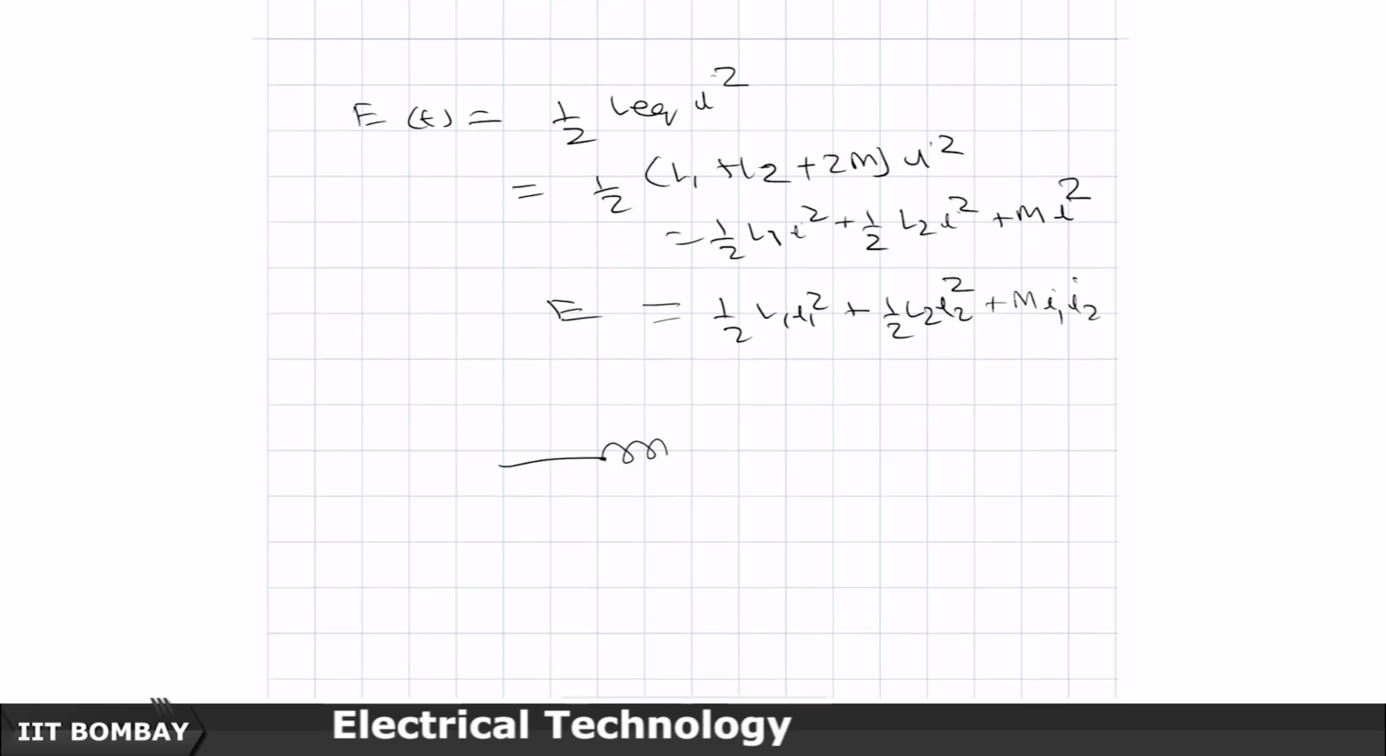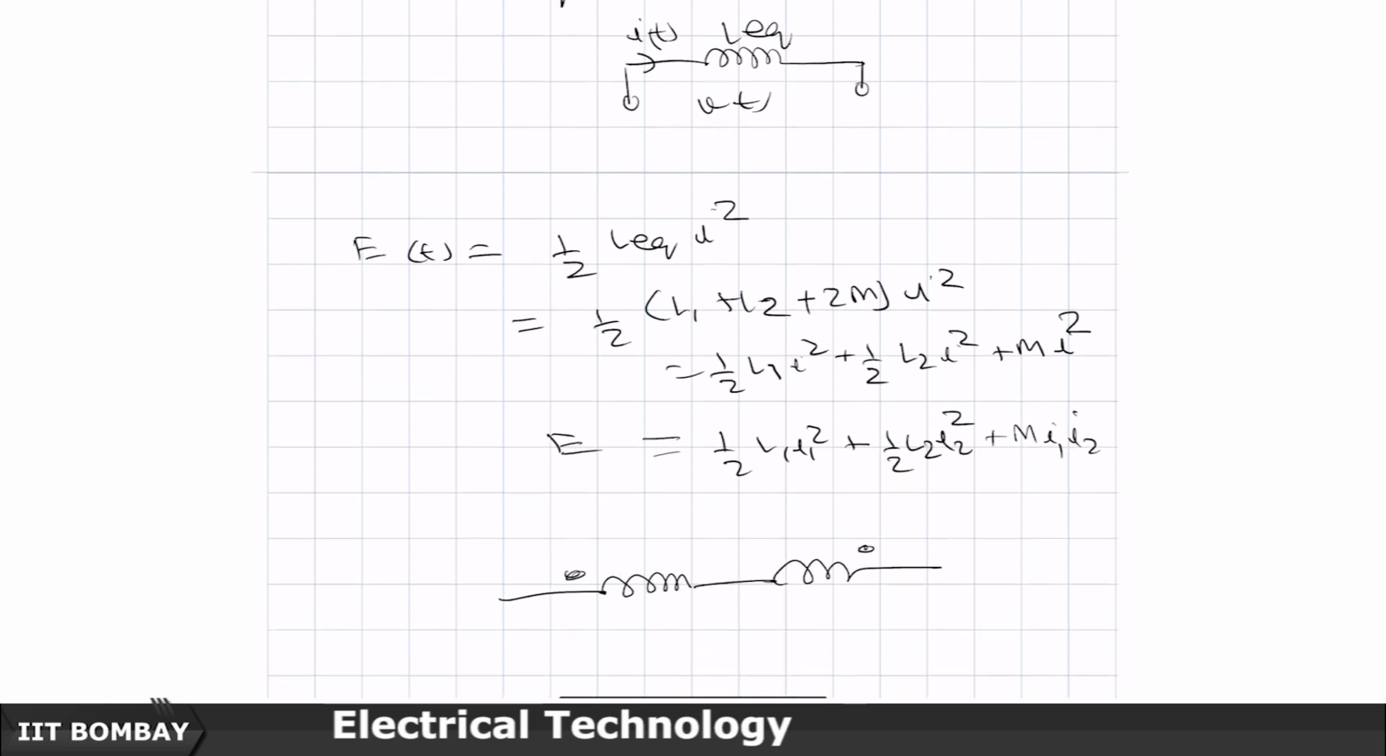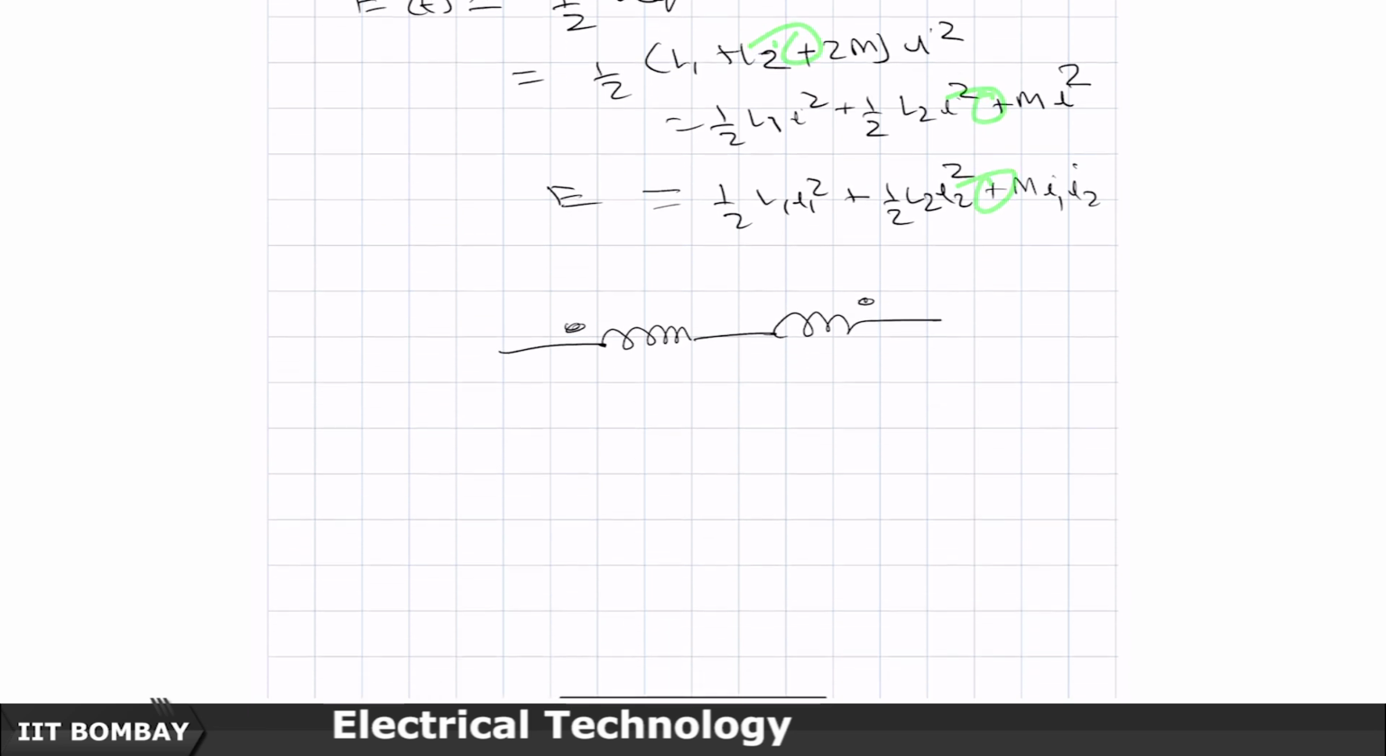And if the polarity convention were like this, then instead of coming with a plus sign, the equivalent inductance would become L1 plus L2 minus 2M. So, therefore, it will come with a minus sign here, and therefore a minus sign here. In general, this can be written as plus or minus M I1 I2. So, this is how we can calculate the energy stored not only in one single inductance, but also in mutually coupled coils.